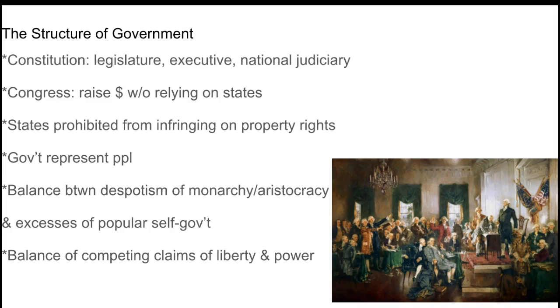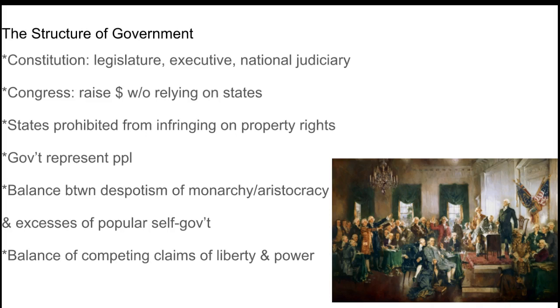So they want Congress to be able to raise money without relying on the states to do it, because the states didn't want to pony up their money. States were prohibited from infringing on property rights. Government represents the people. There was supposed to be a balance between the monarchies and the aristocracies, and the excesses of popular self-government. So they didn't want a monarchy. They did not want only the rich people voting, but they also didn't want everybody voting. So they had to find a happy medium.